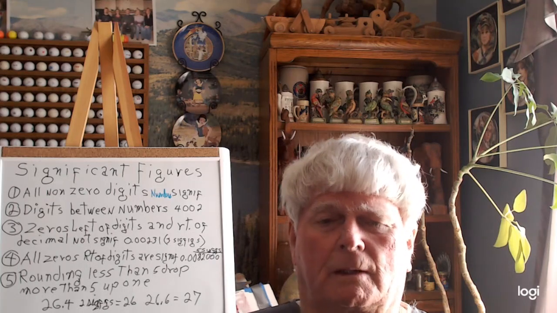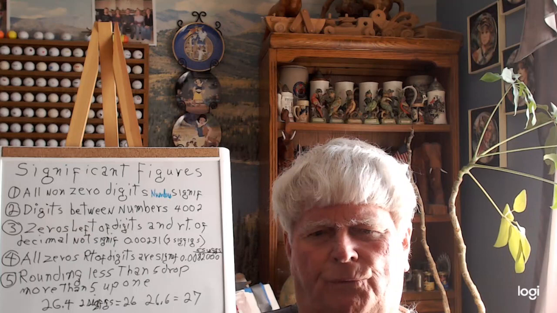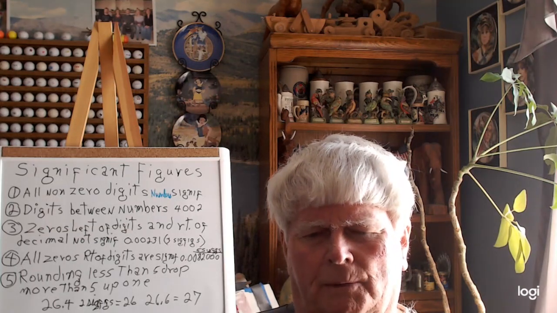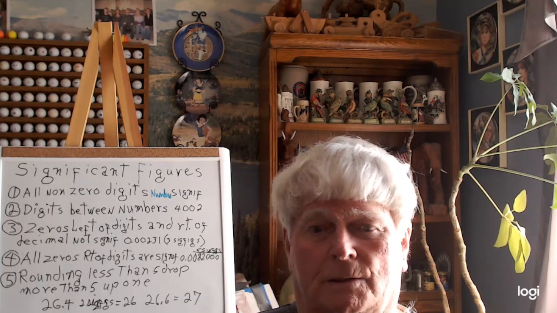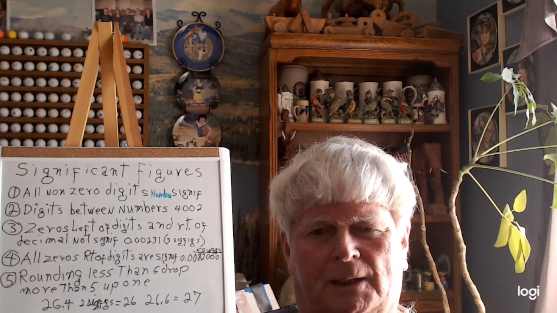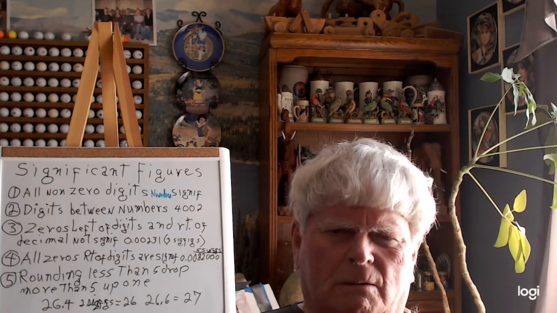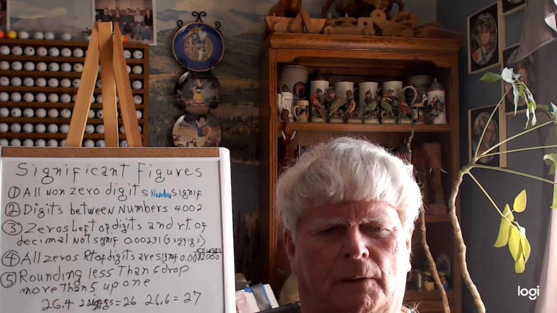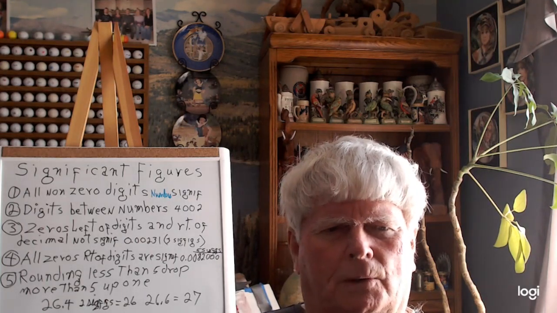That means if you take a number that has 5 significant figures and divide it by a number that has 2 significant figures, your answer cannot be more accurate than 2 significant figures. It's always limited to the least accurate. That's logical. But the values that you should write down are up here on the board.